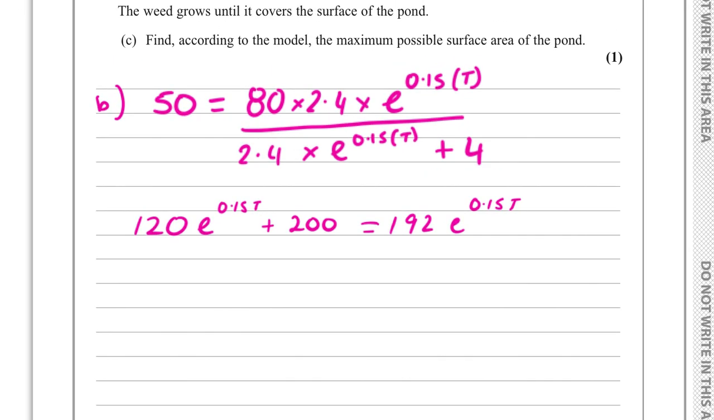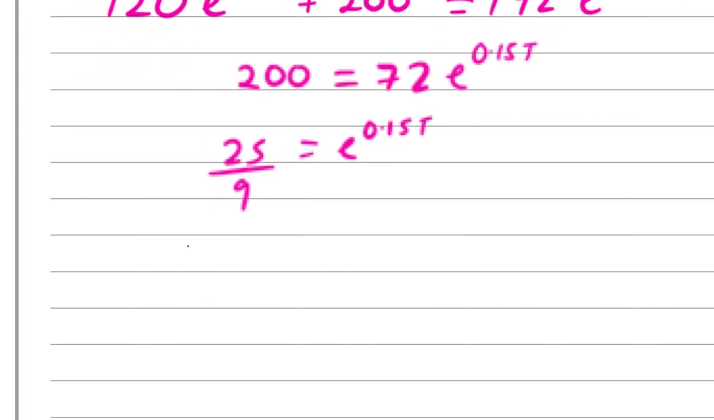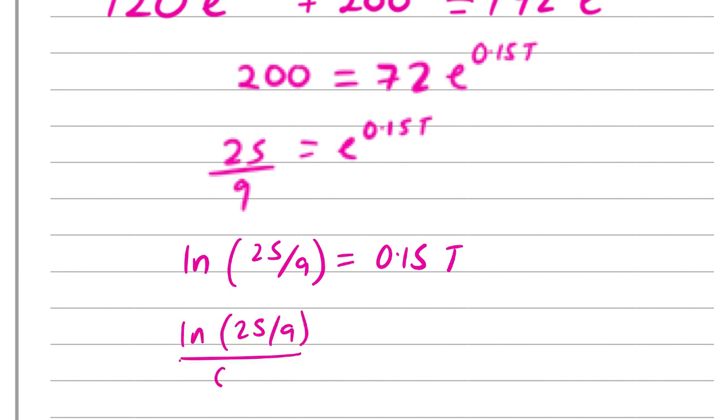Now I'm going to take away 120 e from both sides. So minus 120 is 72 e to the power of 0.15t. Divide both sides by 72. So I'm going to get 25 over 9 equals e to the 0.15t. Now I'm going to ln both sides. So I'm going to get ln of 25 over 9 equals 0.15t. And then divide both sides by 0.15 to get my t.